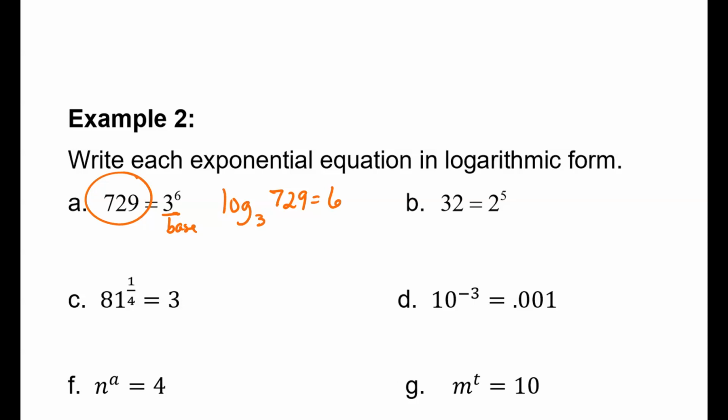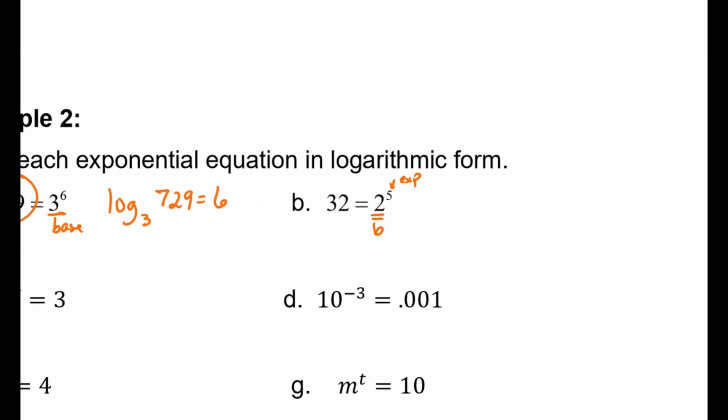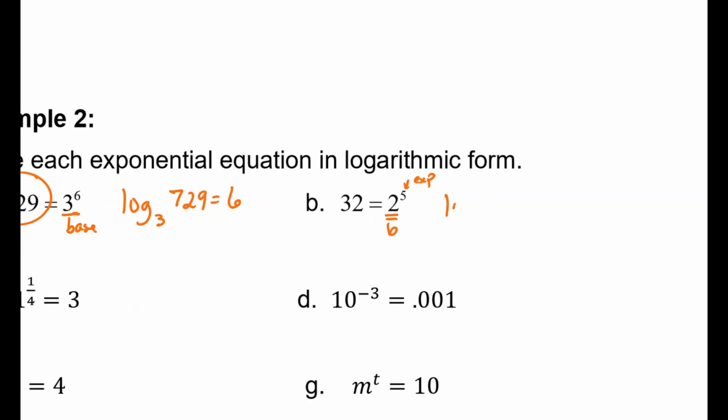So really, here's what we're doing: what do I have to raise 3 by to equal 729? Oh, 6 is kind of what that's saying. What do I have to raise 3 by to get 729? Oh, that equals 6. Now, let's do the next one. What's our base? Here's our base. Here's our exponent. So we rewrite it as the following. Log base 2 of 32 is equal to 5.